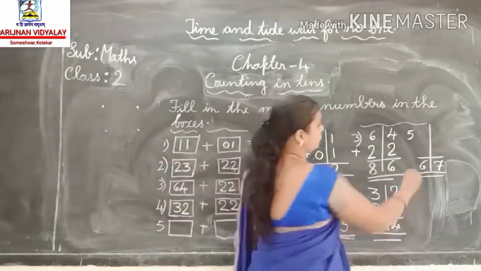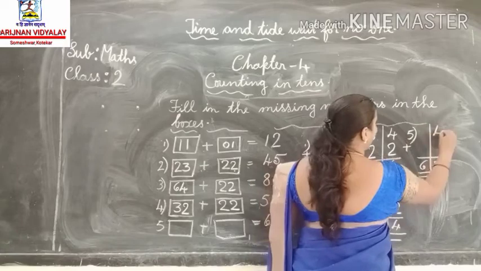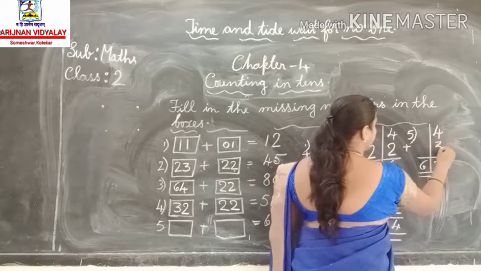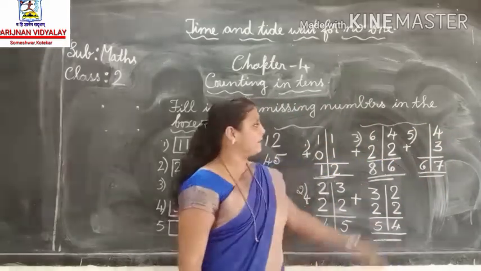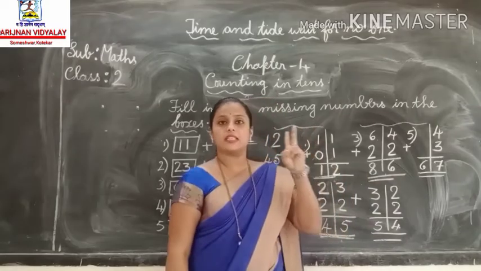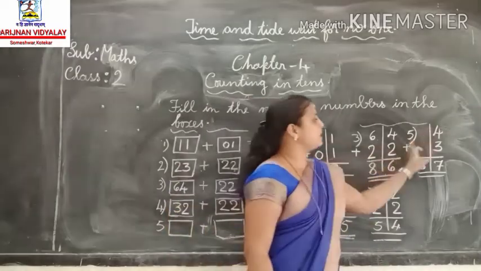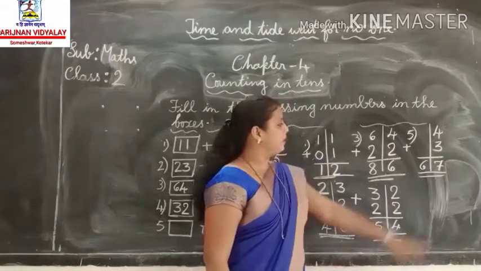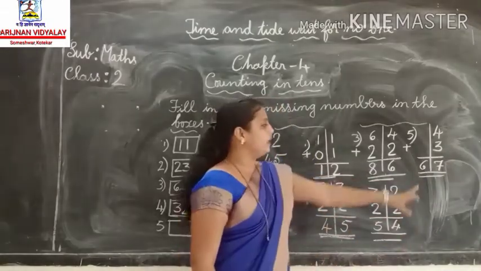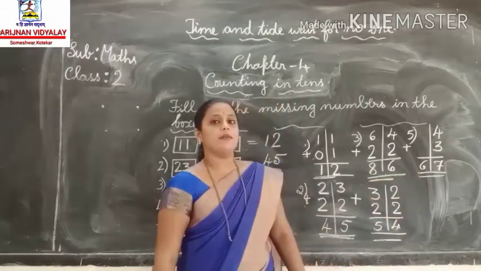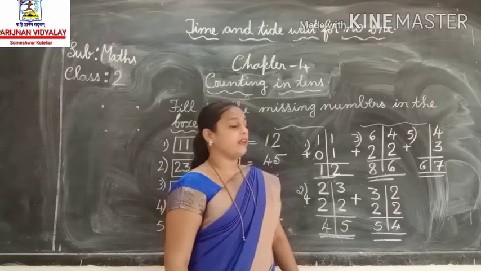So now I am going to take here 4 plus 3 is equal to 7. After 4, 5, 6, 7. So 4 plus 3 is equal to 7. Look at the tens place. Here it is 6. Can you tell me which are the two numbers you can take?